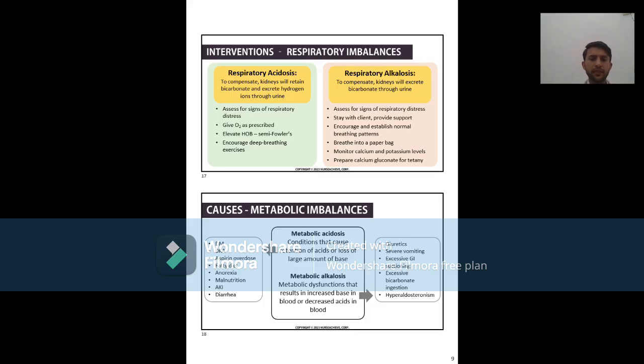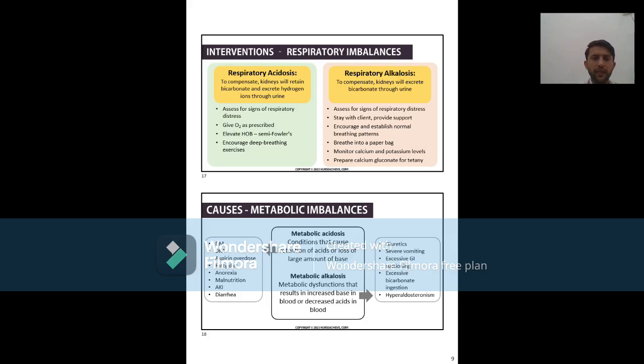Excessive GI suctioning, such as nasogastric or orogastric suctioning, mechanically drains the highly acidic fluid directly out of the stomach. Just like vomiting, losing this gastric HCl shifts the body pH into an alkaline state.